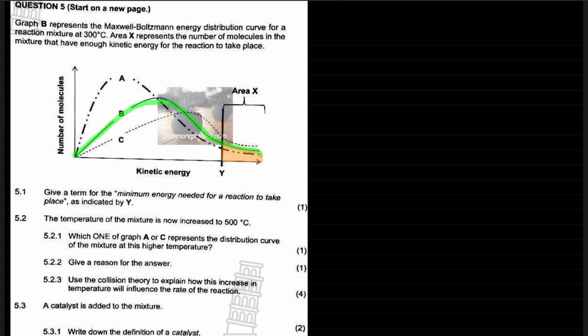Next, we've been given the graph, and the question says, give a term for the minimum energy needed for a reaction to take place. That is called the activation energy. So 5.1 is activation energy. It's just a definition that we need to learn. Question 5.2.